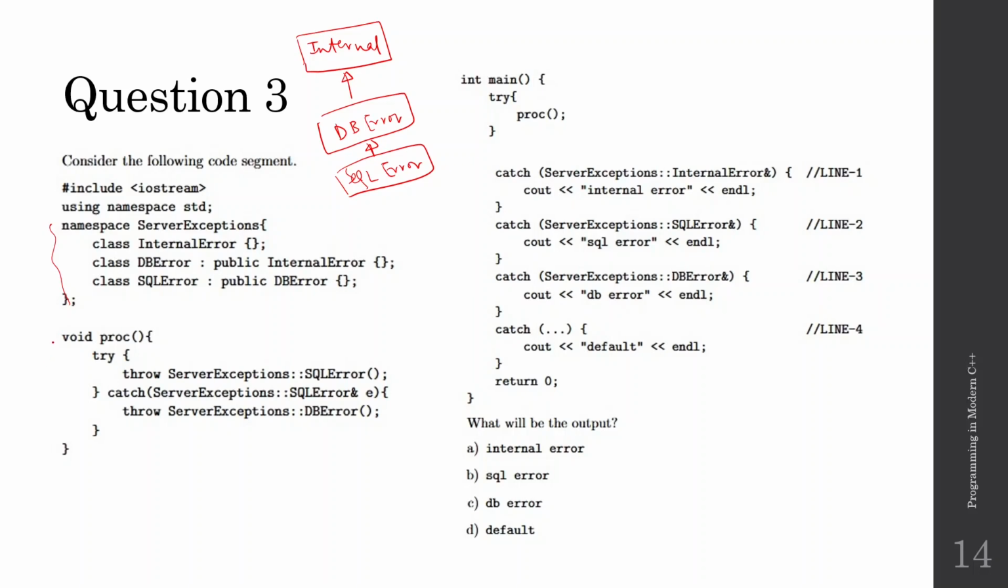Now we have a global function called proc, where in the try block we are throwing a SQL error object. So first we are giving the namespace name, which is server exceptions, and with double colon we give SQL error, and then we have implemented a catch block. Now note that the catch block itself throws another error. So this will be handled by some upper level function.